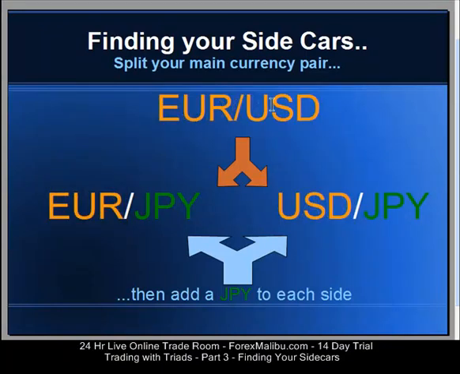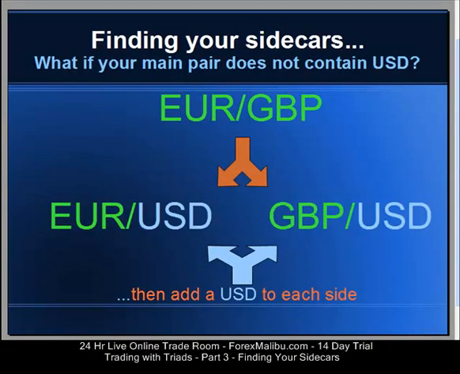What if it doesn't have a dollar in it? All right, let's look at this example: euro pound. In this case I use the dollar, because the dollar is seriously the biggest market. Instead of doing euro yen and pound yen, I would split the two and add a dollar if we do not have the dollar in our main trade. And that's for a couple of reasons.